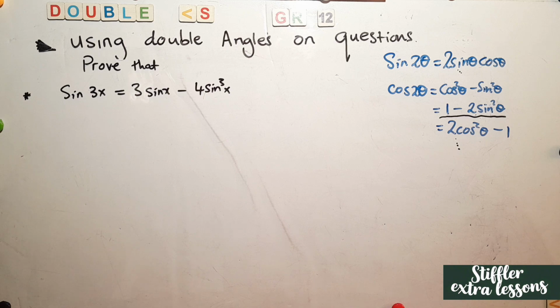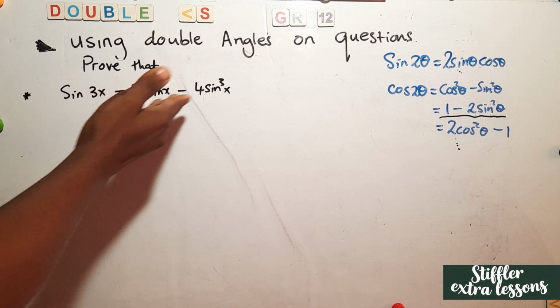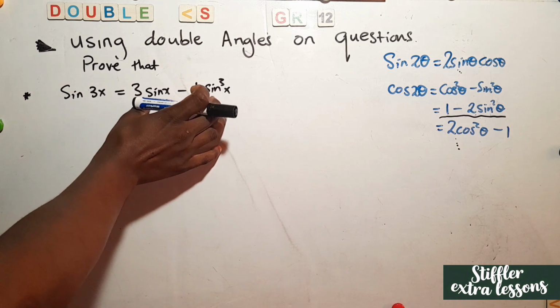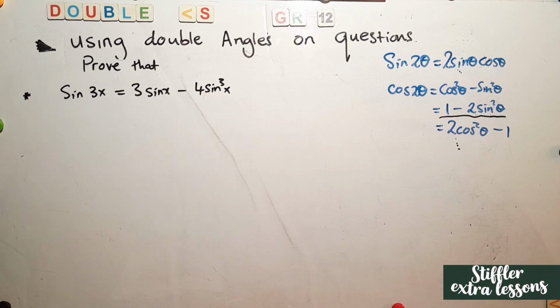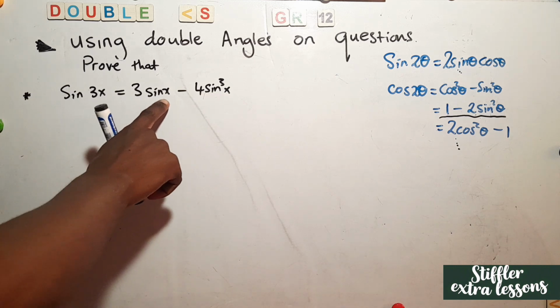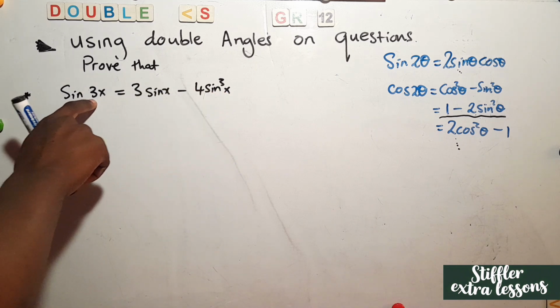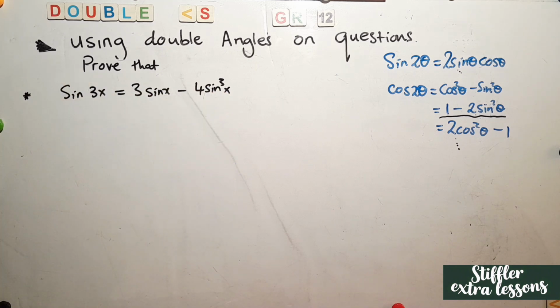So now they said you must prove that. The last 3 questions are on proving, right? So how can we deal with this one? You have to prove that this is equivalent to that. So which one is the complex side? I know most of you say this is the complex side, but no, it's not the complex side, right? Because this side is having singular angles. Can you see x and x? But this one is having more than a single angle. So this one is having sin 3x. So that is the most complex side.